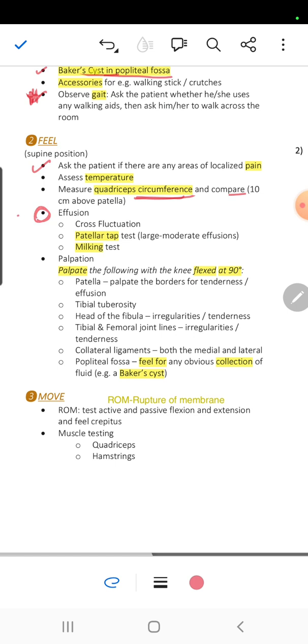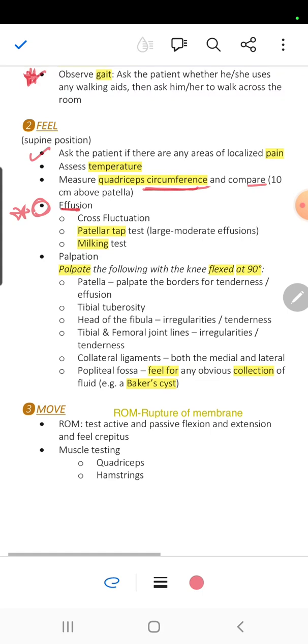Effusion, so this is important. How to check effusion? Cross fluctuation, the patellar tap test for large or moderate effusions, and the milking test. Now the palpation: palpate with the knee flexed at 90 degrees. We have to palpate the bony landmarks. For the patella, palpate the borders for tenderness and effusion. Tibial tuberosity is important, head of fibula is important, tibial and femoral joint lines, medial and lateral joint lines are important, collateral ligaments, both medial and lateral, and the popliteal fossa is important for Baker's cyst.